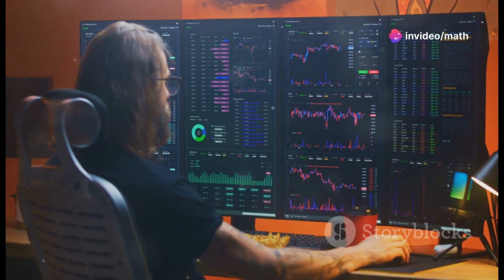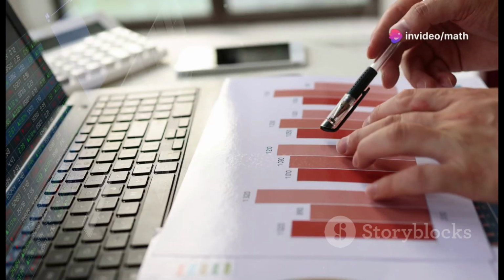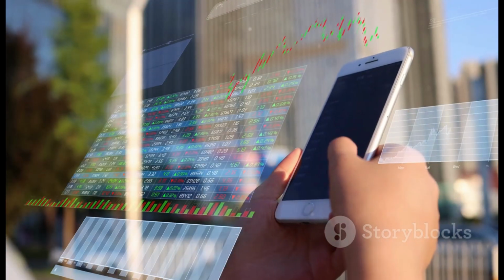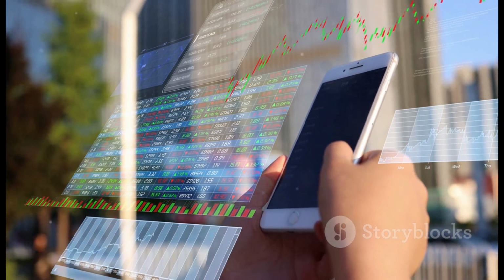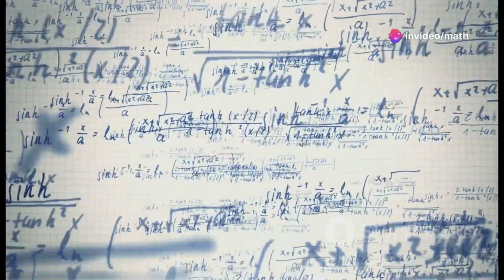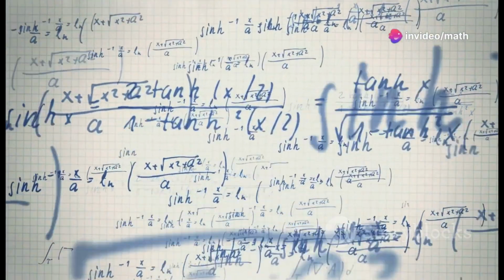Take derivative pricing, for example. Derivatives are financial instruments whose value is derived from an underlying asset, like a stock or a bond. Pricing these complex instruments requires sophisticated mathematical models, like the famous Black-Scholes model.